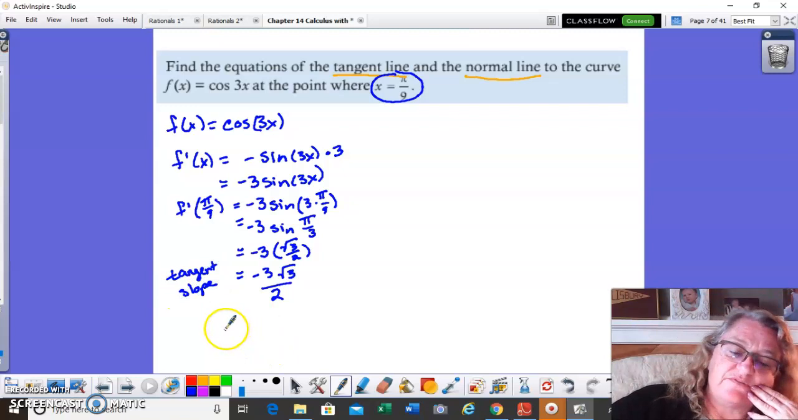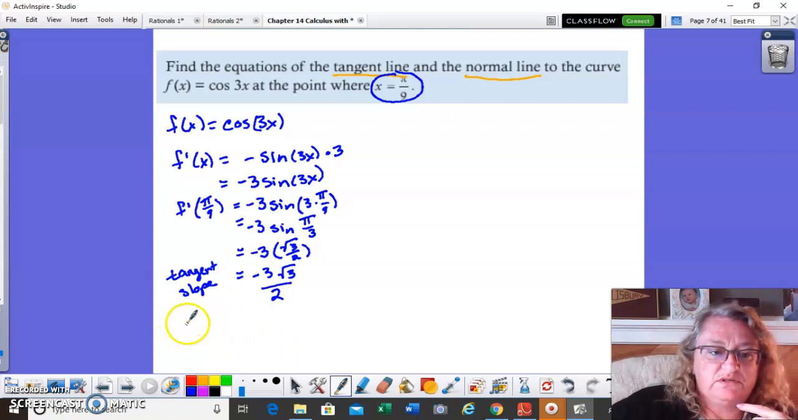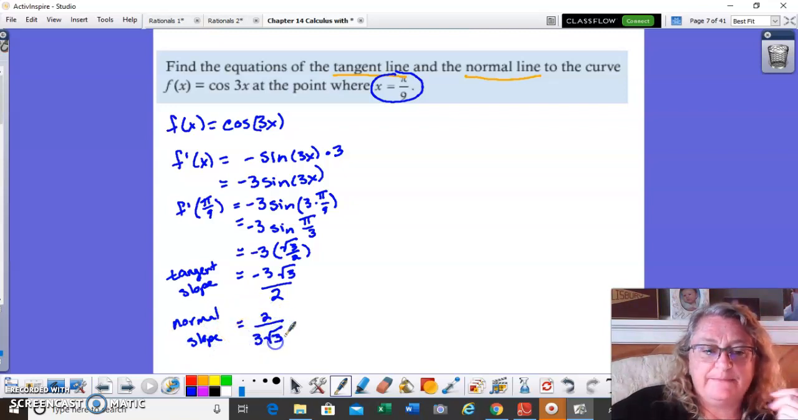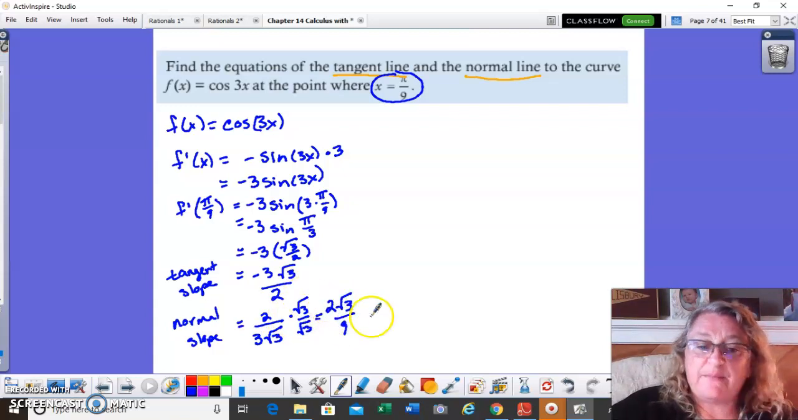Now I want to find the normal slope. I'm going to do the opposite sign and the reciprocal. So that's going to be 2 over 3 square root of 3. I'm going to go ahead and rationalize this, so I'm going to multiply by square root of 3 over square root of 3. So that gets me 2 square root of 3 over 9. So I've got my two slopes.